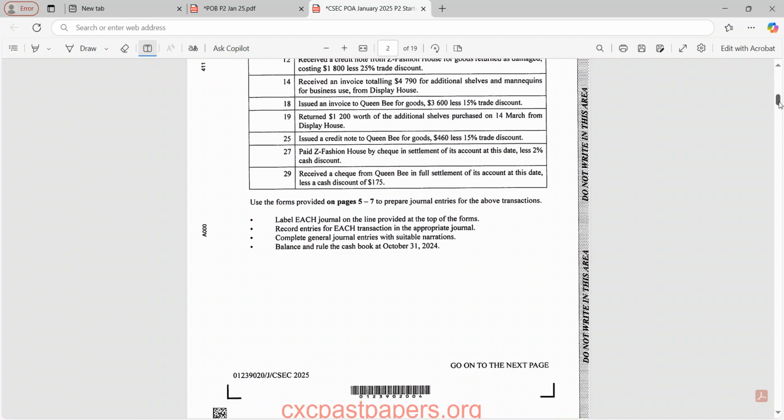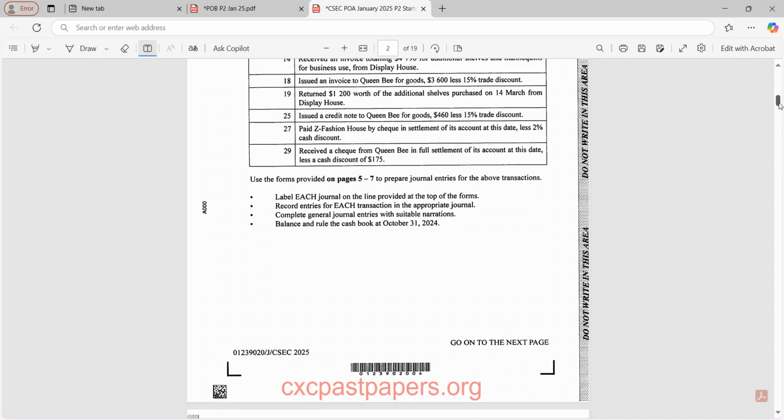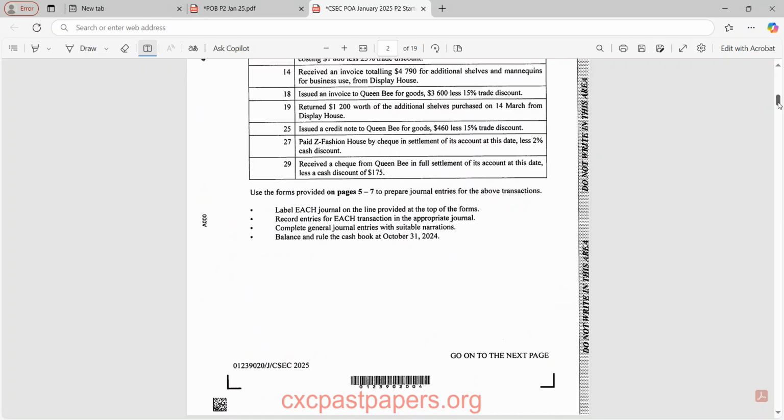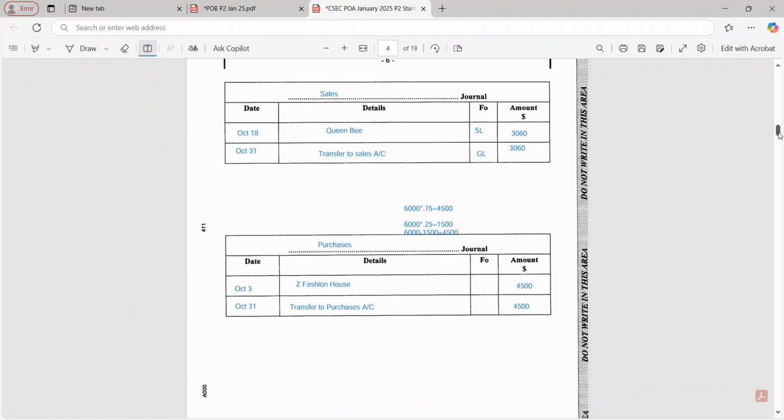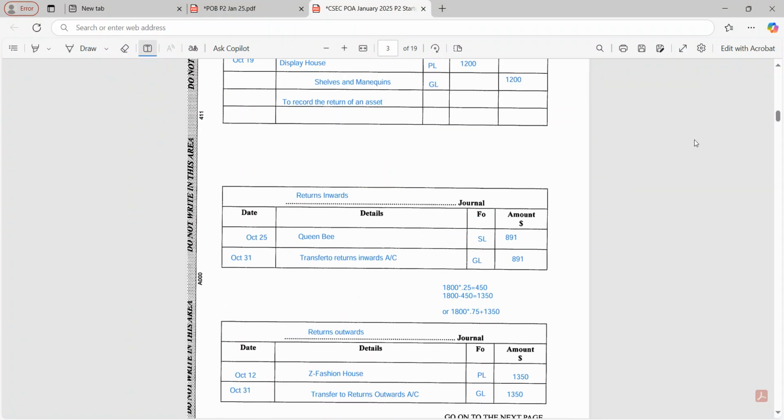So Queen Bee, the customer, is returning goods to us. So that means that is return inwards. So that is affecting our return inwards journal. So we scroll down, we create one for return inwards. And it's going to be the 25th of October, Queen Bee.